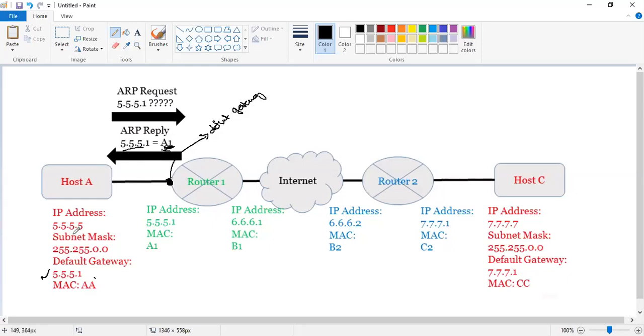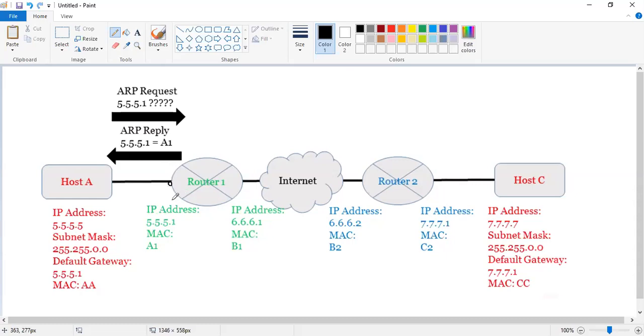So now you have come to know the MAC. And one more important point: all these MAC addresses I have shown here are for reference. These are not the actual MAC addresses. The actual MAC addresses are 6 bytes in length. Just in case you are getting confused, don't worry about that.